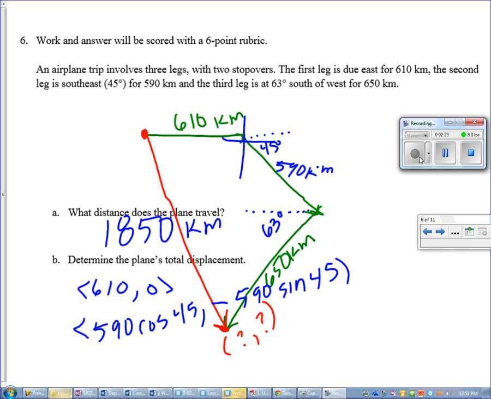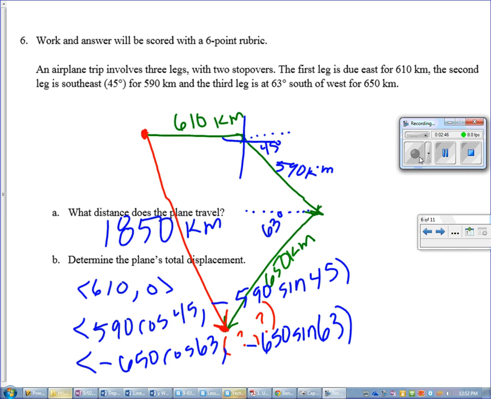And then the last vector, same pattern. It's going left, so the x coordinate is negative. And the pattern is magnitude, cosine. And it's also going down, so magnitude, sine. It's negative because it's going down.